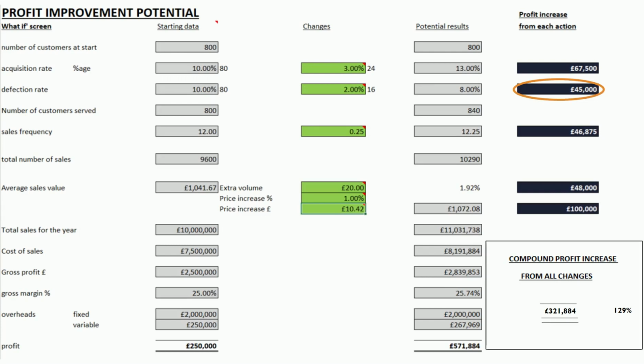So if we could fix it, if we could get a 2% improvement, so 10% loss of customers drops to 8% loss of customers, then we're at about a £45,000 improvement in bottom line profitability.